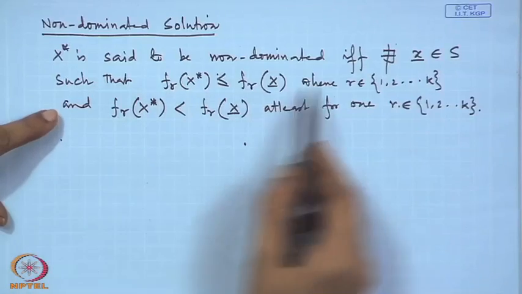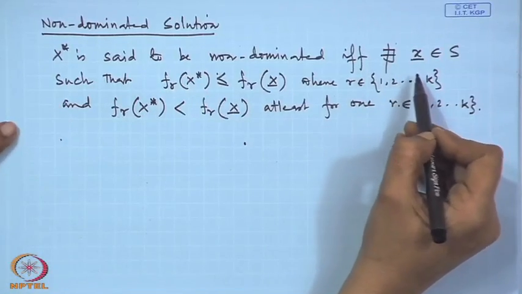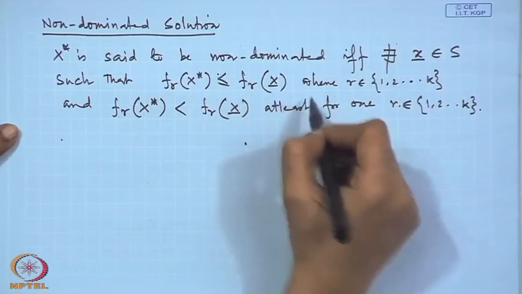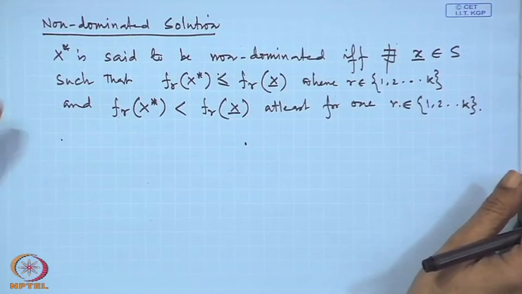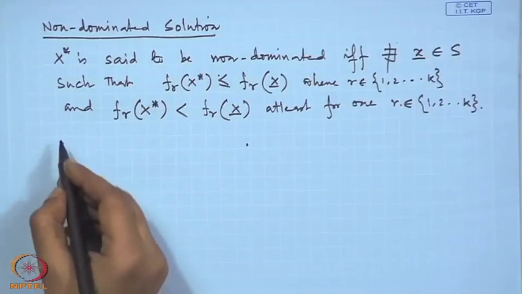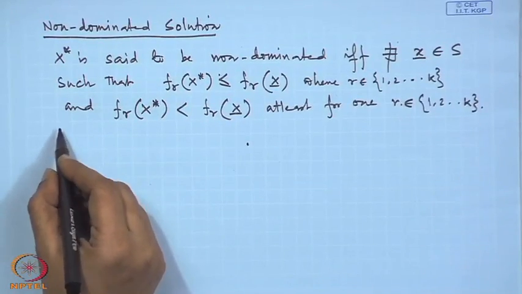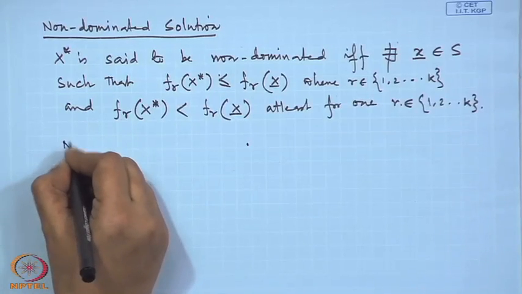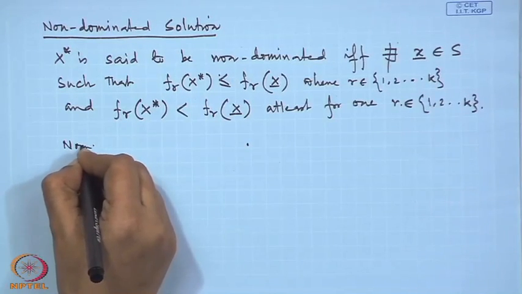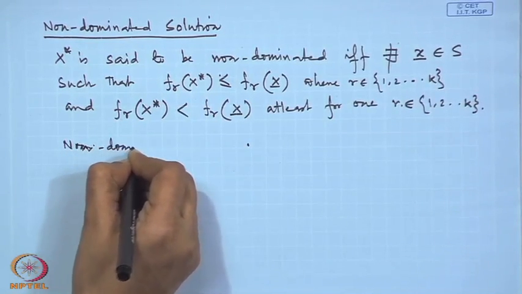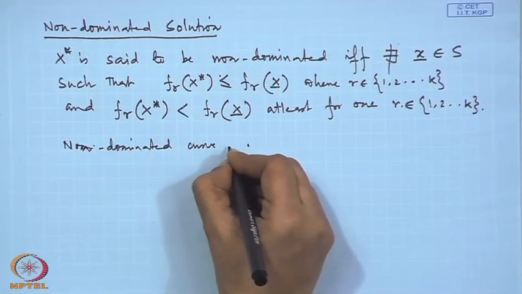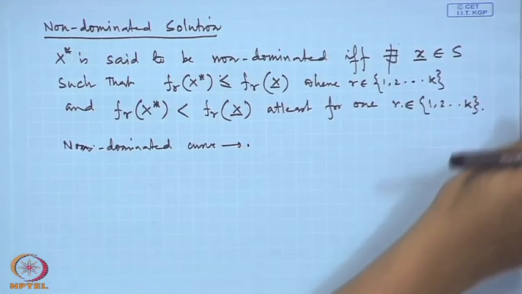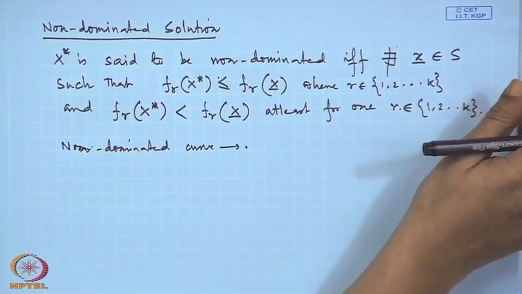That is why it is not possible to have any kind of x such that both the inequalities hold together. The non-dominated solutions are the ones lying on a specific curve, which is called the non-dominated curve, on which every solution is a non-dominated solution.